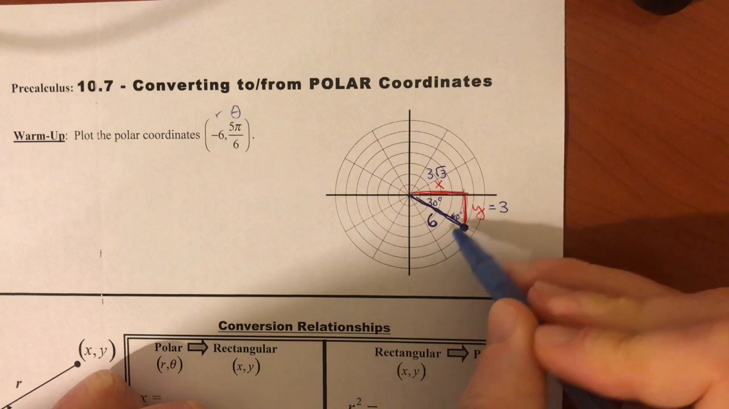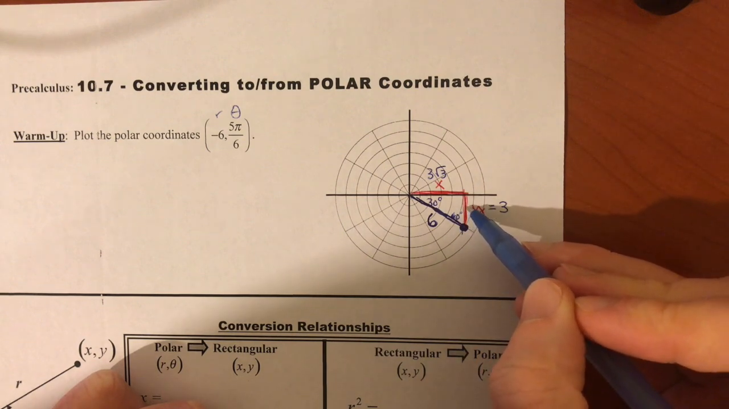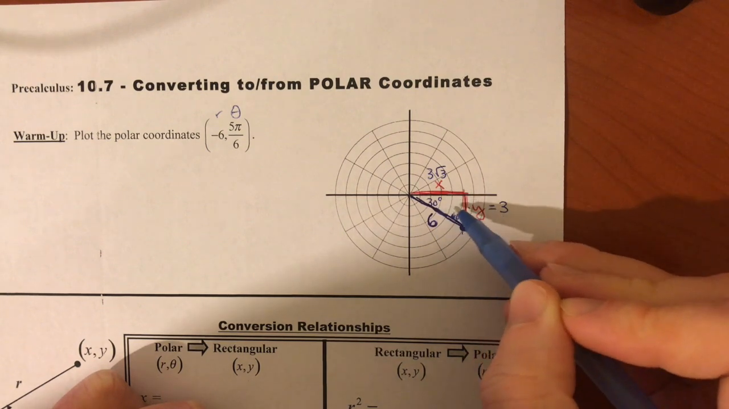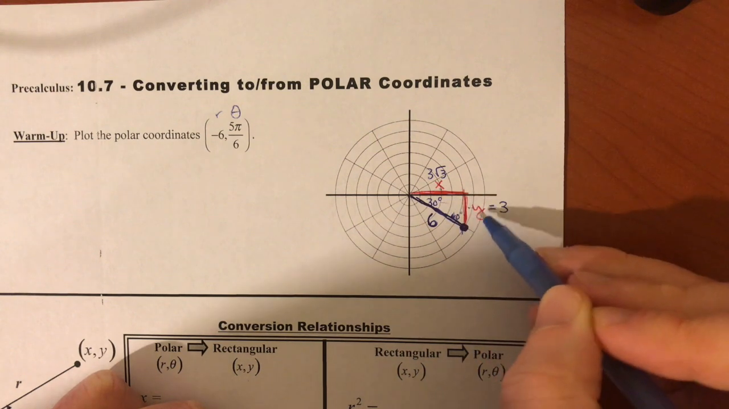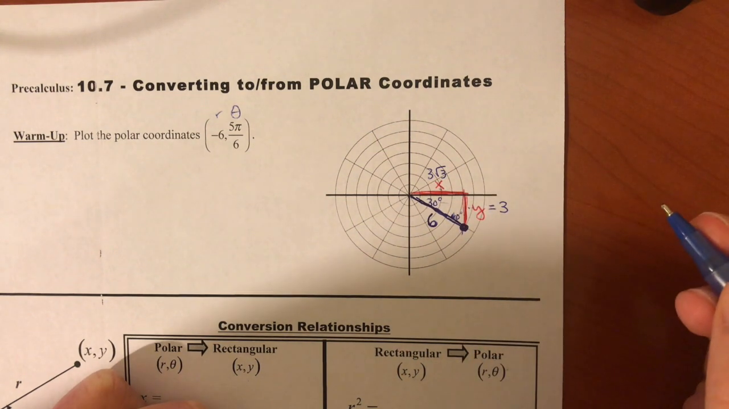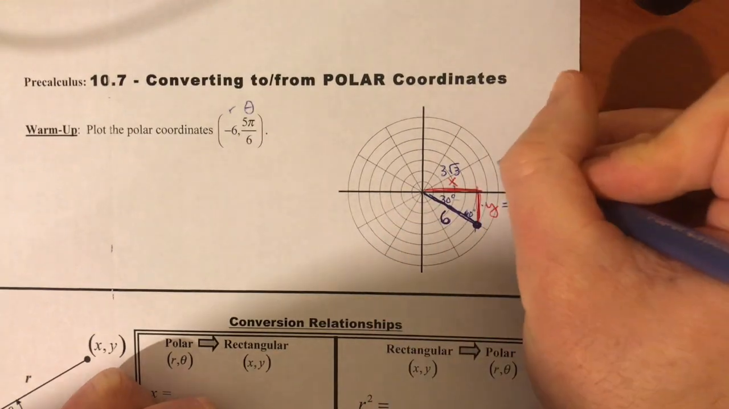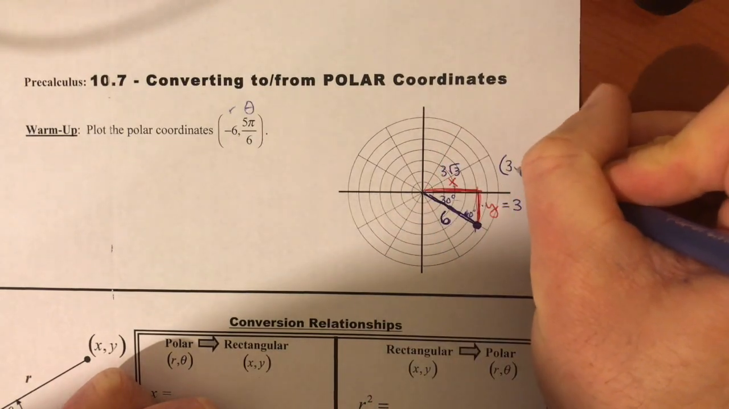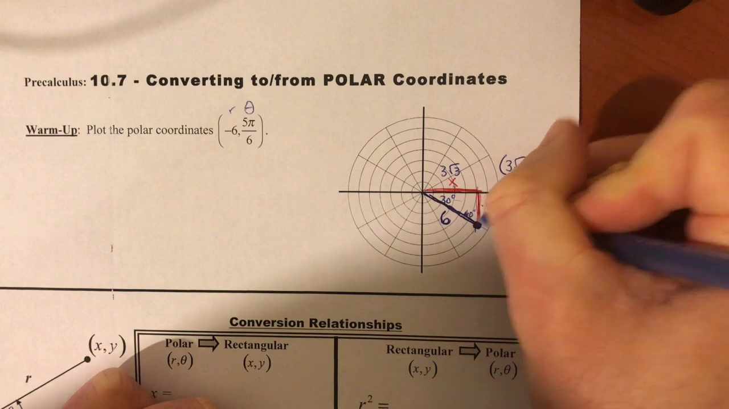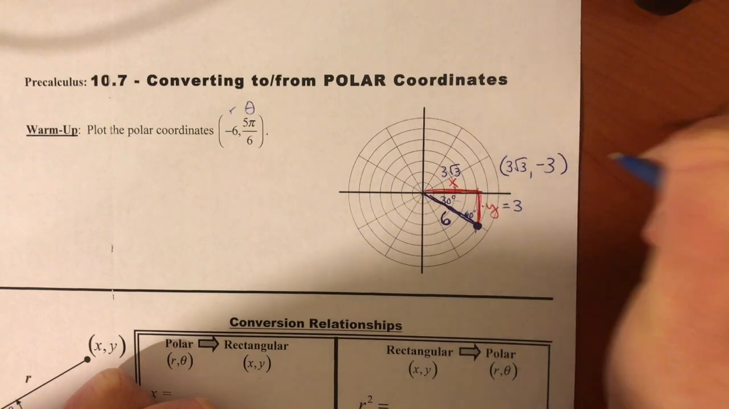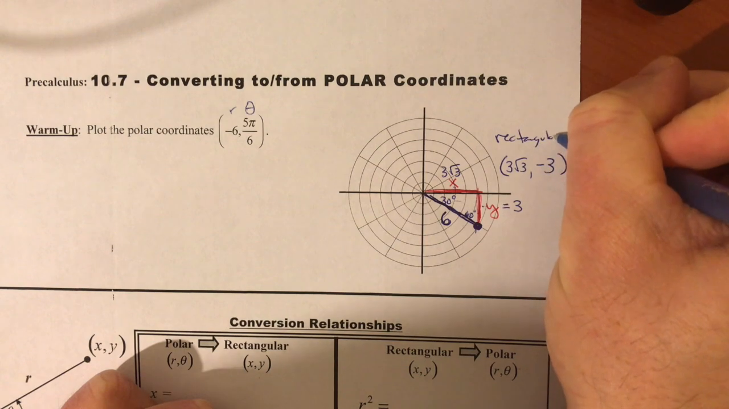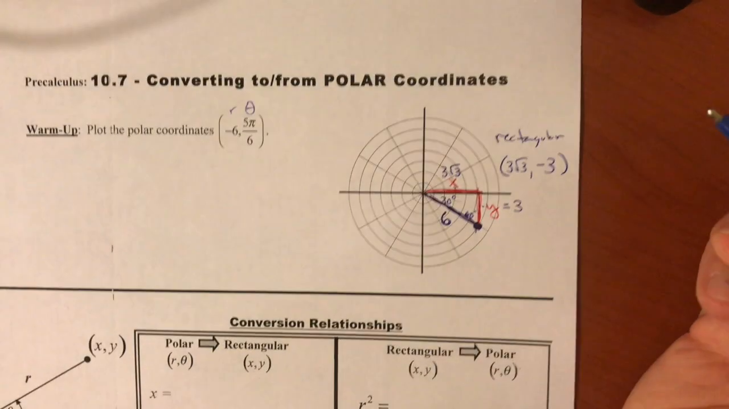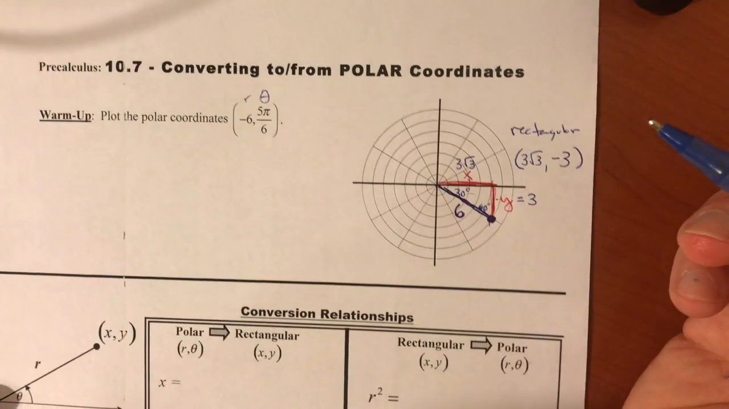Remember your relationship of x, 2x, x root 3, where the short leg is half the hypotenuse, and the long leg is the short leg times root 3. And so those rectangular coordinates would be 3 root 3 to the right, and then 3 units down, so -3. So really not too difficult, and we didn't even need special formulas.